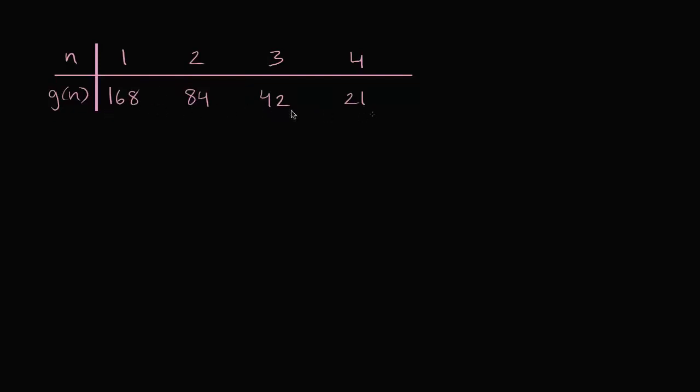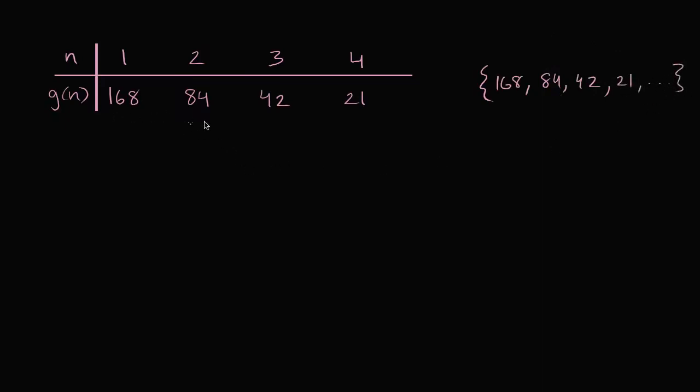So this table here, we were given a bunch of n's, n equals 1, 2, 3, 4, and we get the corresponding g of n. And one way to think about it is that this function g defines a sequence where n is the term of the sequence. So for example, we could say this is the same thing as the sequence where the first term is 168, second term is 84, third term is 42, and fourth term is 21, and we keep going on and on and on.